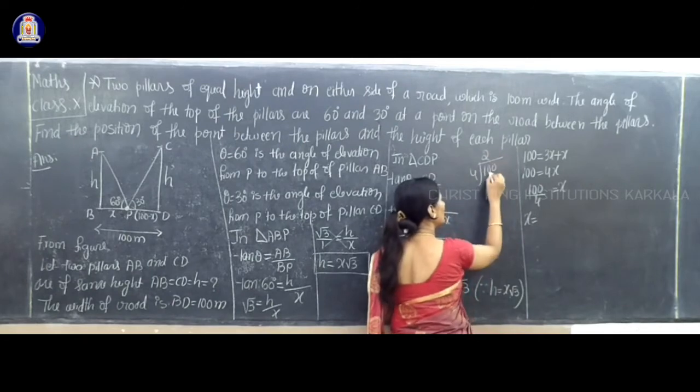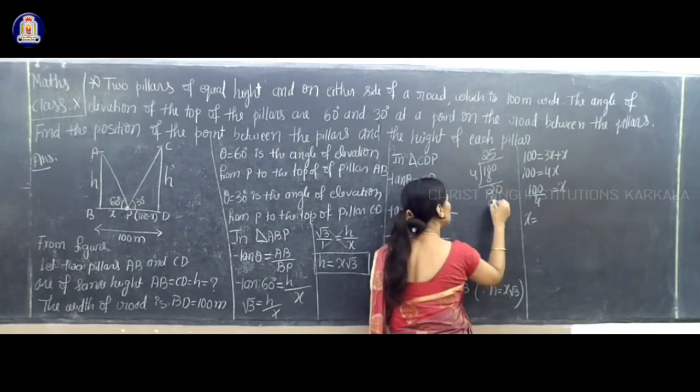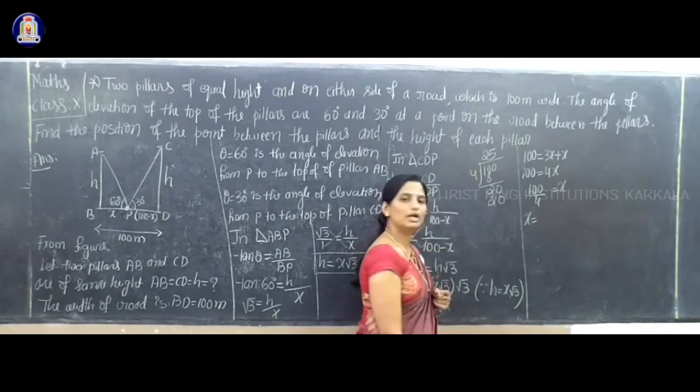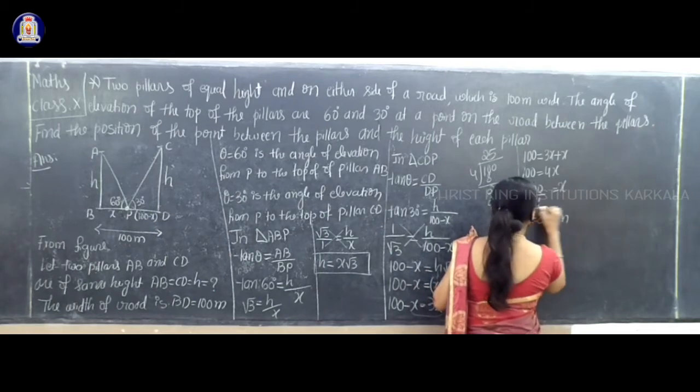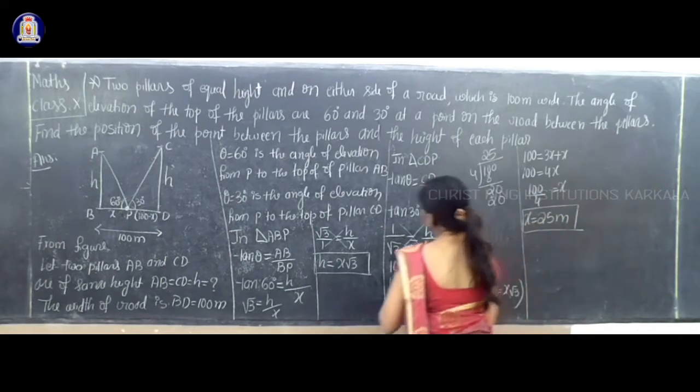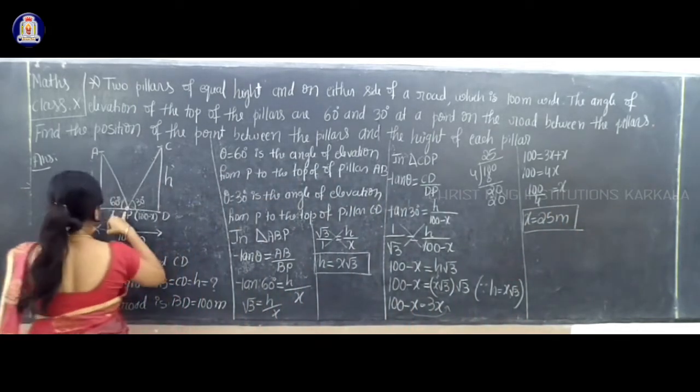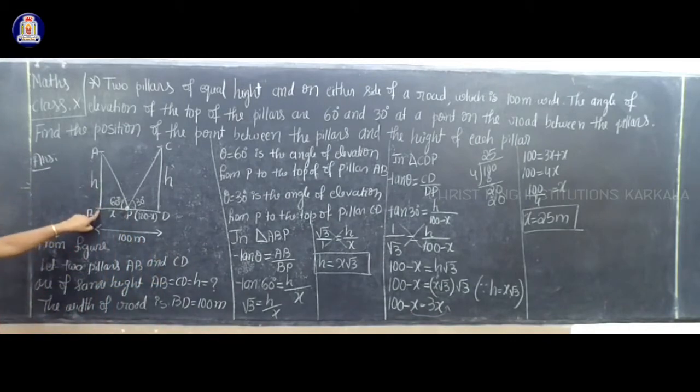4 2s are 8, remainder 0. 4 5s are how much here? 20. So 100 divided by 4 is how much here? 25 meter. So what is that 25 meter? This distance is 25. Means what is the conclusion? The point is at a distance of 25 meter from the first pillar, that is AB.